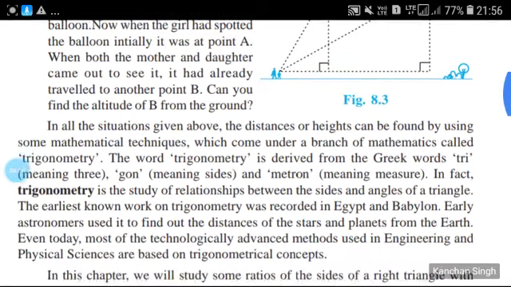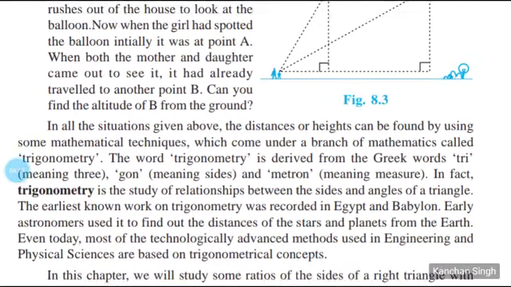So we can say that trigonometry is the study of the relationship between the sides and the angles of a triangle. Here tri means three, gon means side, and metron means measurement, so just see, three sides. A three-sided figure is known as what? Triangle.